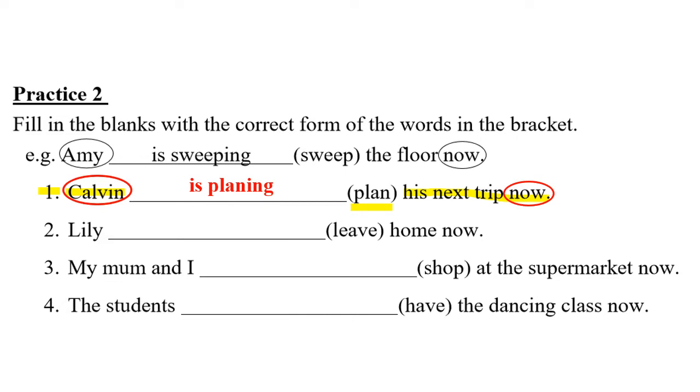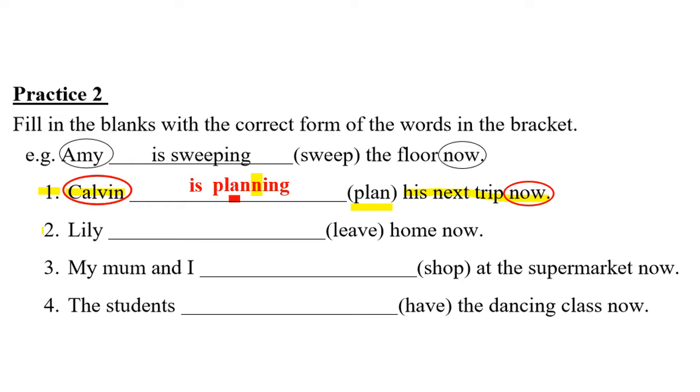Wait, Miss Chen, the spelling of planning is incorrect. So how to spell planning? You now have 5 seconds. Excellent. The correct spelling of planning is P-L-A-N-N-I-N-G, because the second last letter of the verb is A, which is a vowel sound.